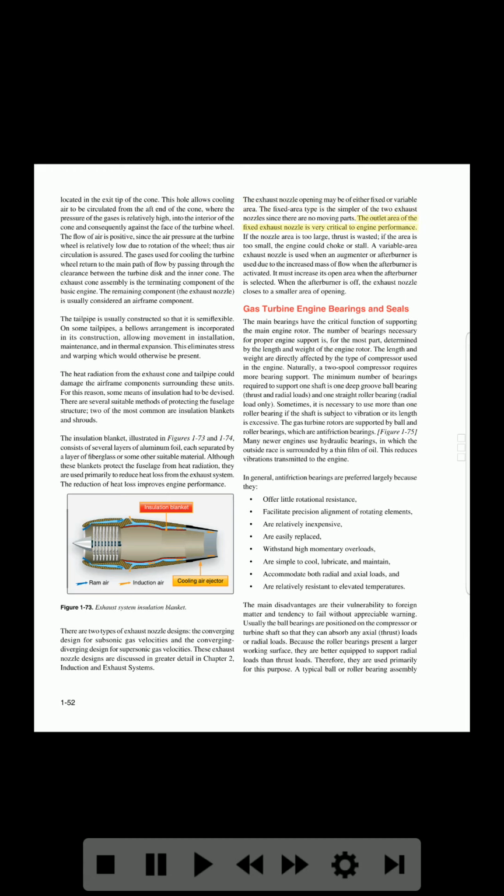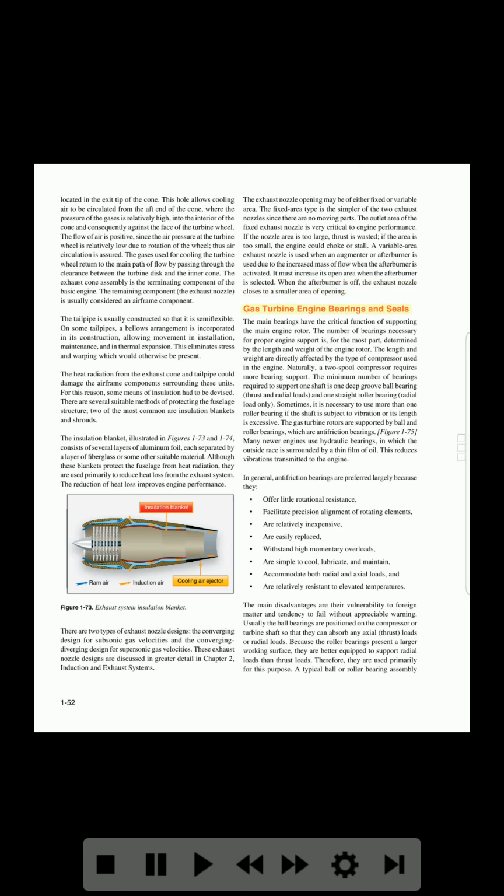The outlet area of the fixed exhaust nozzle is very critical to engine performance. If the nozzle area is too large, thrust is wasted. If the area is too small, the engine could choke or stall. A variable area exhaust nozzle is used when an augmenter or afterburner is used, due to the increased mass of flow. When the afterburner is activated, it must increase its open area. When the afterburner is off, the exhaust nozzle closes to a smaller area of opening.